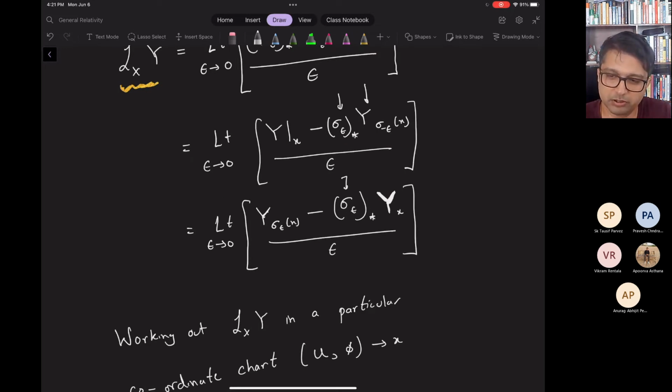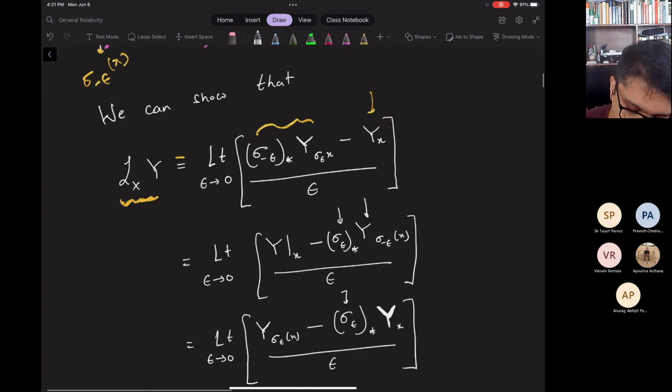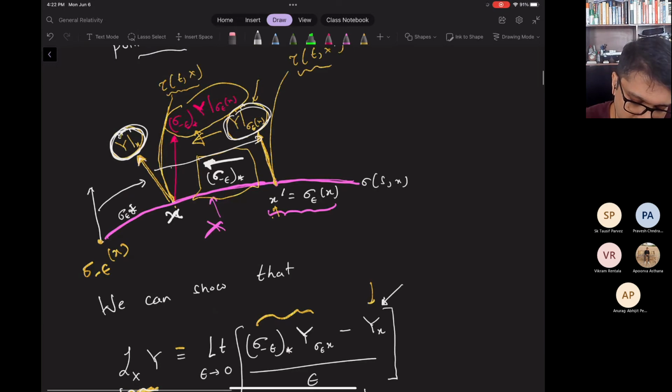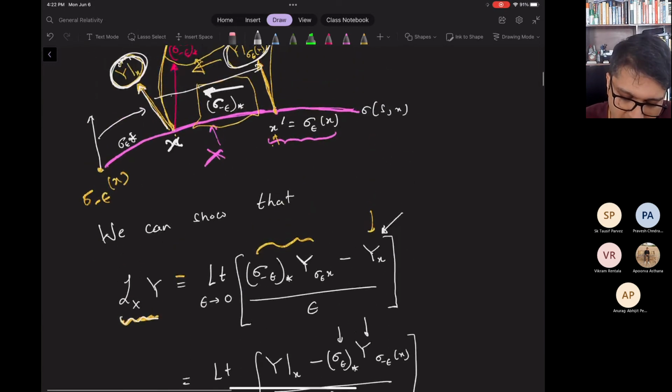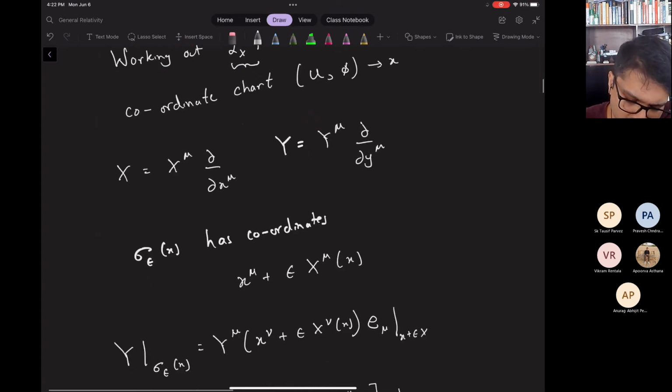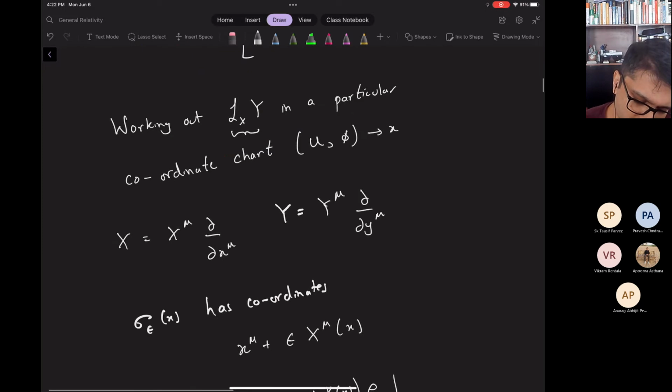Now we'll work out the components of Lxy. Obviously, since this is a difference between two vectors at the point x, the Lie derivative results in a vector at the point x. So the difference of these two vectors is again a vector at the point x. We'll work out Lxy in a particular coordinate chart.